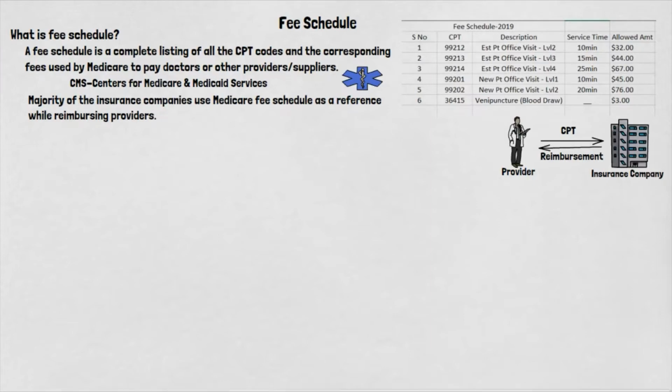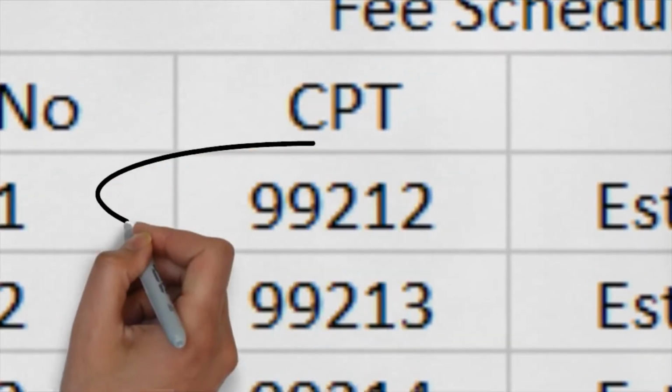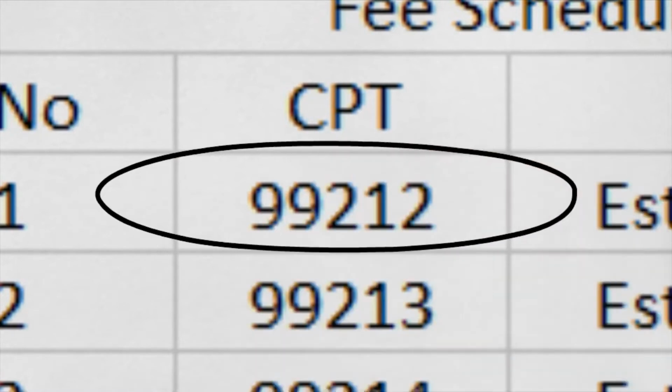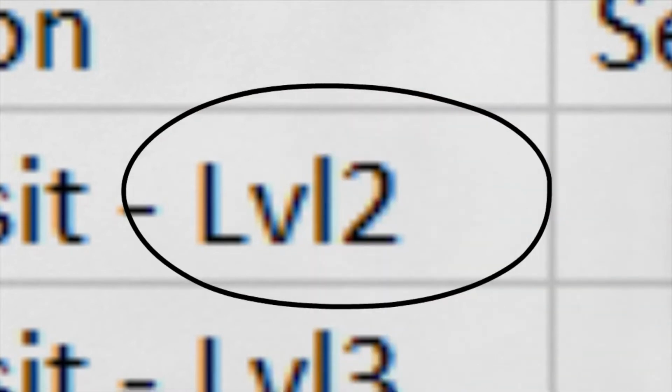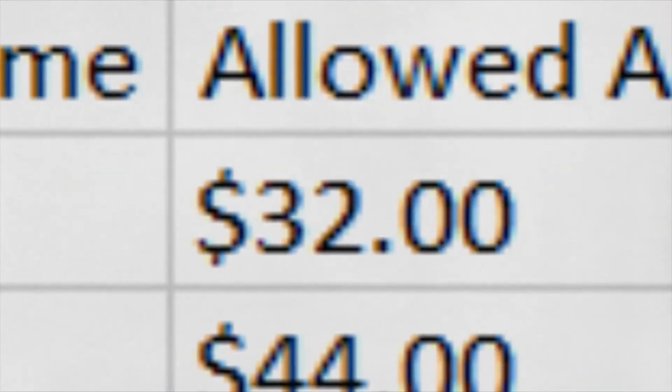Now, if you look at the above fee schedule, the first CPT is 99212, which is an established patient office visit. If you remember from our previous sessions, there are two types of patient office visits. The first one is a new patient office visit and the other one is an established patient office visit. Here, the level indicates the time spent by the doctor with the patient.